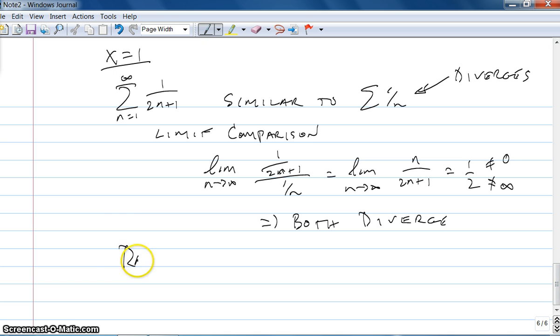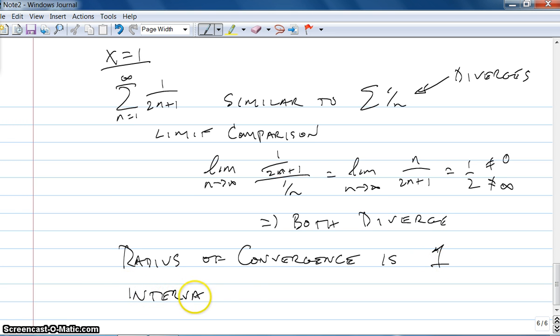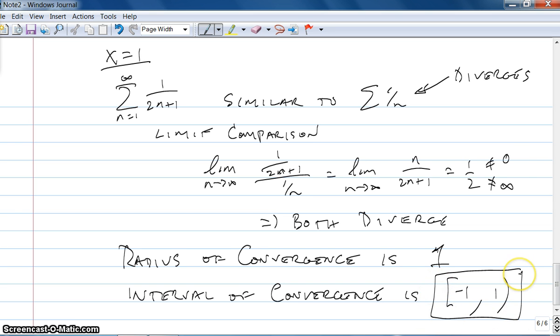Okay, so now we're finally done. We can say that the radius of convergence is 1, and the interval of convergence is, okay, what happened? We got that interval, but we found that negative 1 needed to be included because that caused the series to converge, but positive 1 did not. So here's our half-open interval.